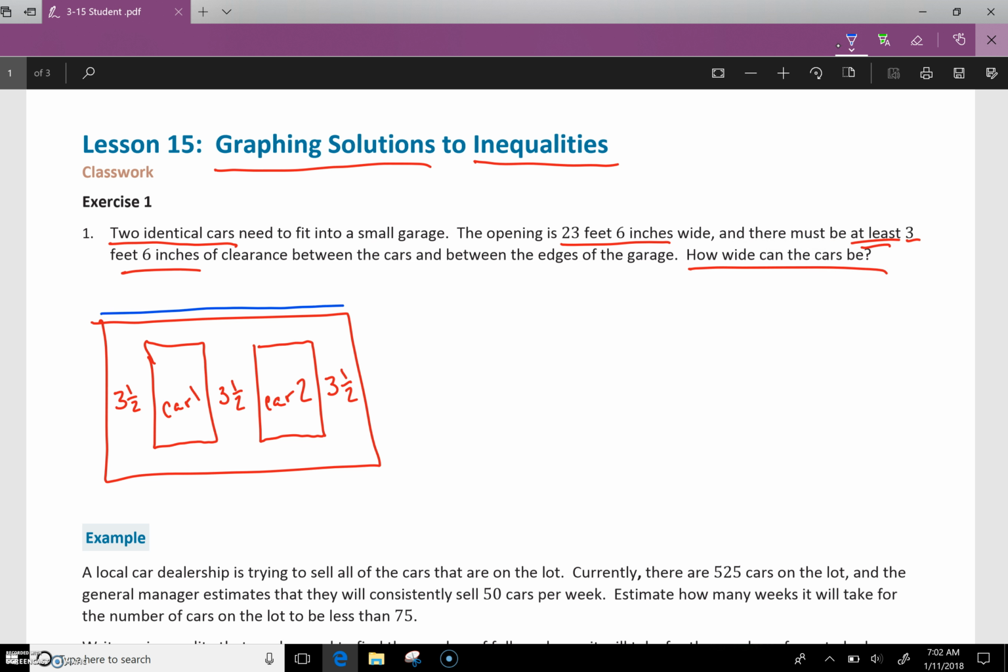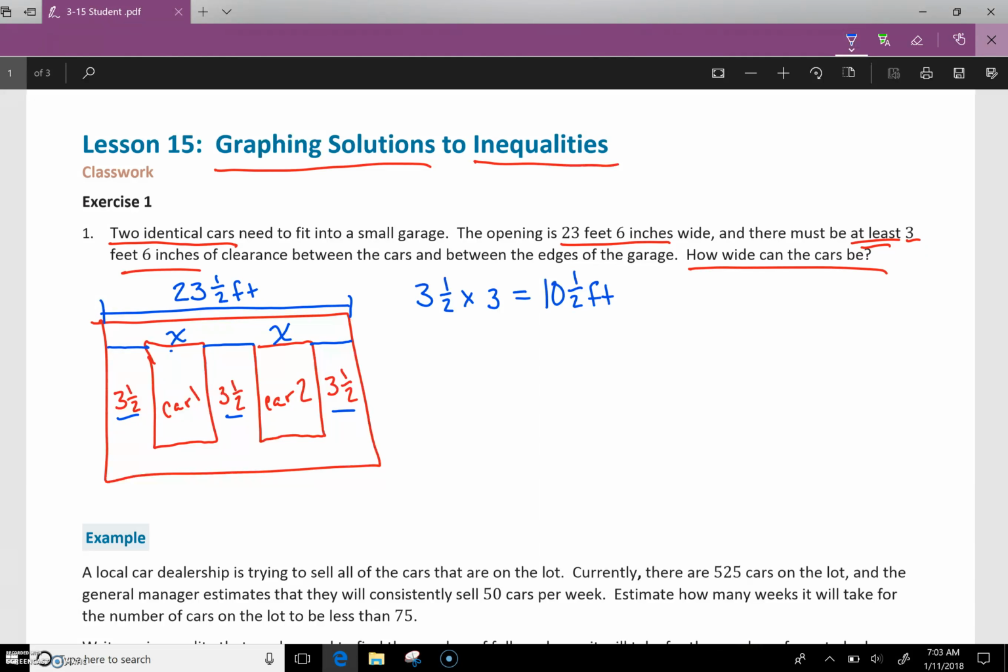Here's the length of our garage. And we know that that's 23 feet 6 inches, or 23.5 feet. We know that this space right here is 3.5 feet. We don't know the width of the car. We know that this space is 3.5 feet. We don't know the width of the second car. And we know that this is 3.5 feet. So what we have is 3.5 feet 3 times. That's 10.5 feet.